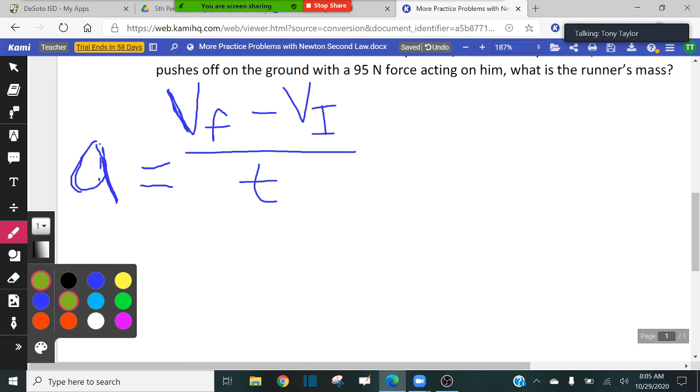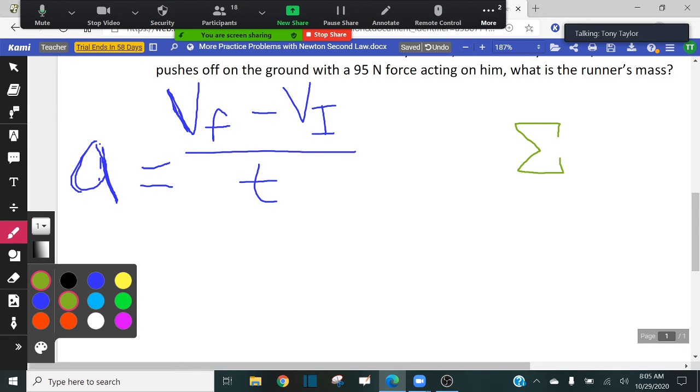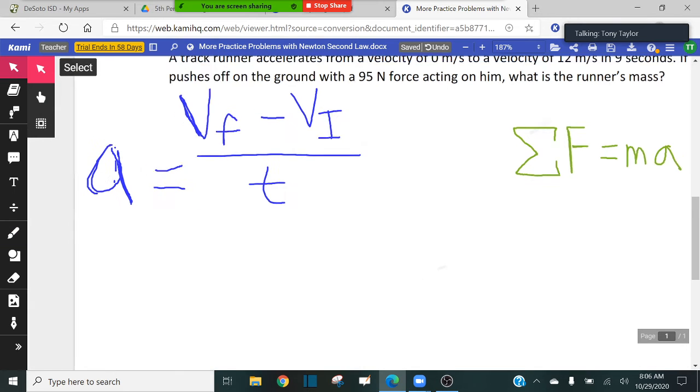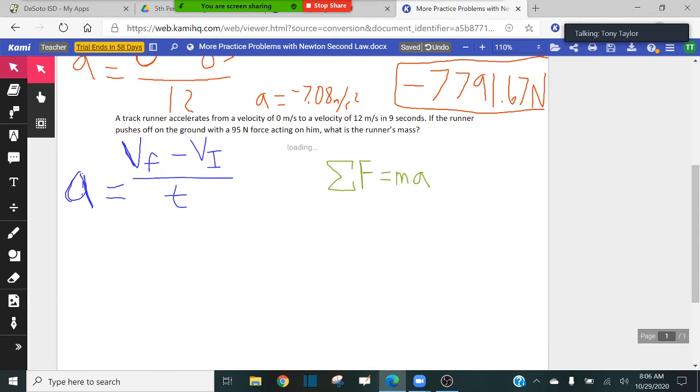And I'm also going to need the equation for Newton's second law, which says that the sum of all of my forces acting on my object is equal to mass times acceleration of the object. So using those two equations, I can solve for this problem here.